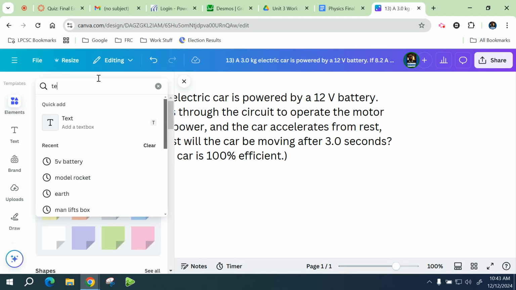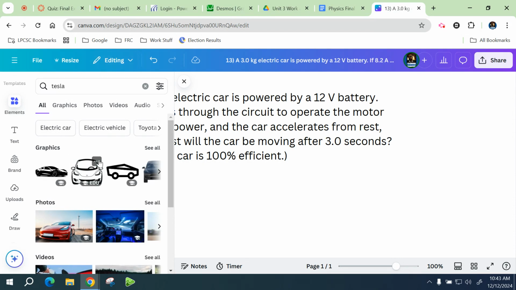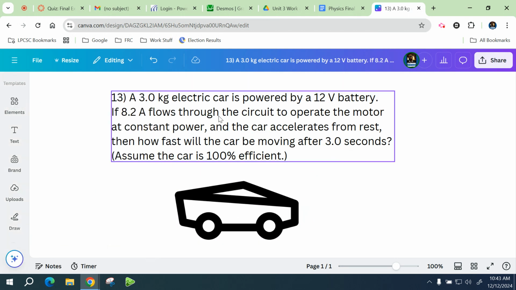Let's try that. So we got the Cybertruck here.